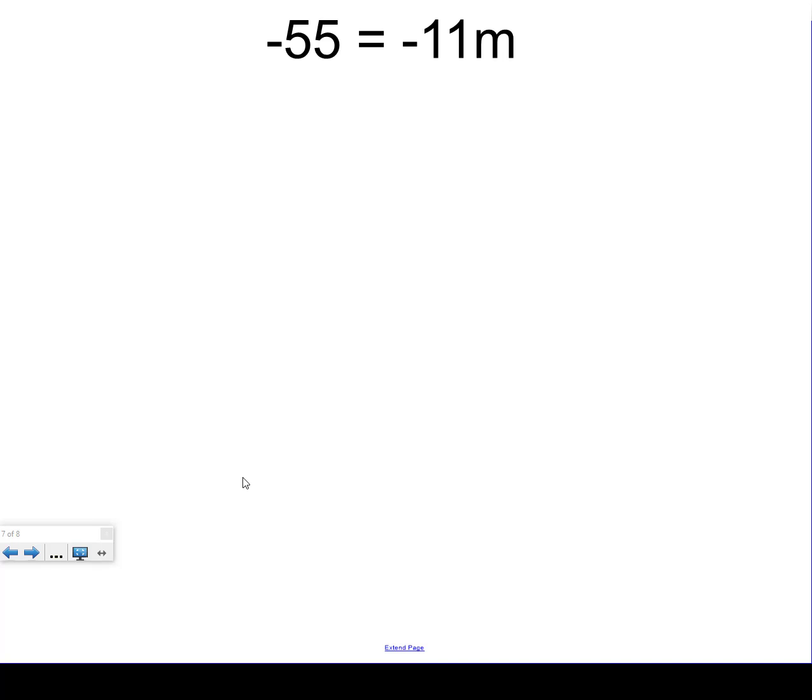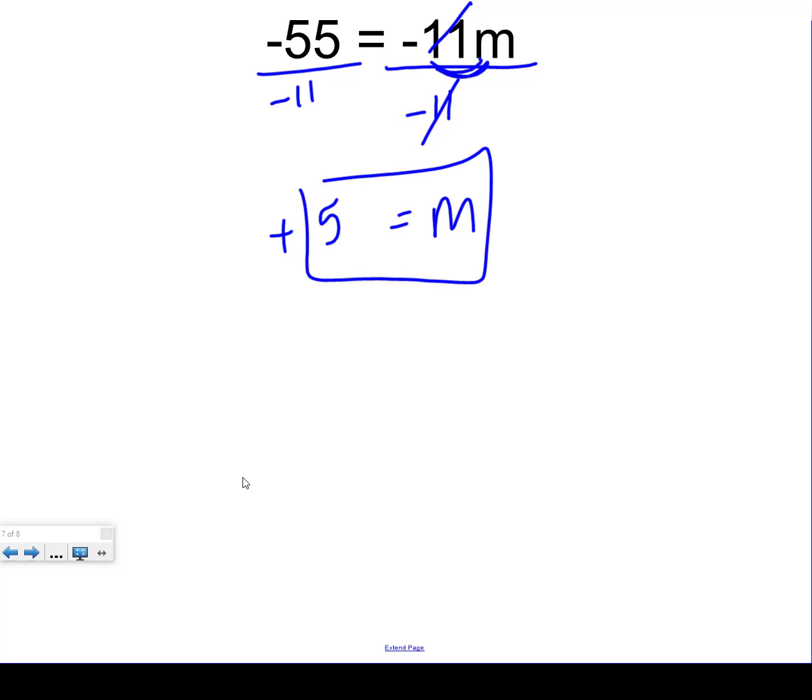All right, I need m all by itself. I need to get the negative 11 away from it. These two are multiplied together. To get them apart, I do the opposite, which is to divide by the number that I want to go away. I do the same thing on the other side to keep this a balanced equation. And so I have m equals, well, signs are the same, so the answer is positive. 11 goes into 55 5 times, so m equals 5.